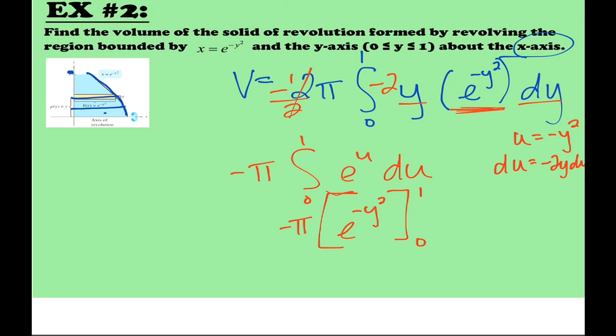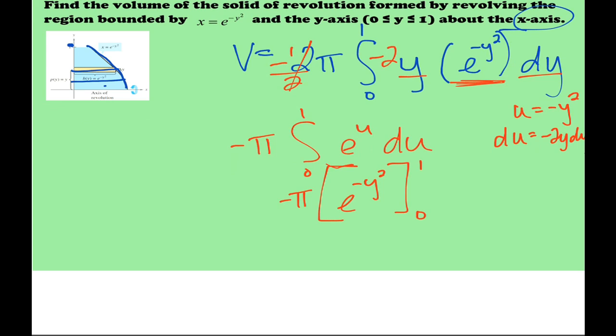Okay, if I want to evaluate, I want to evaluate e to the negative 1. E to the negative 1, can I bring that down and just make it 1 over e to the positive 1? Minus, if I plug in a 0, I have 0 squared is 0. What's e to the 0? What's anything to the 0? 1, isn't it? So I have 1 over e minus 1. Don't forget about your negative pi in the front.